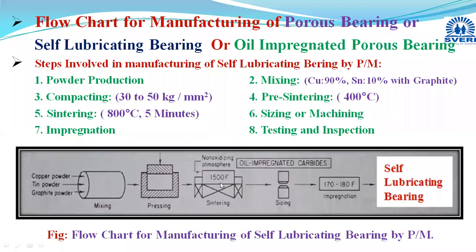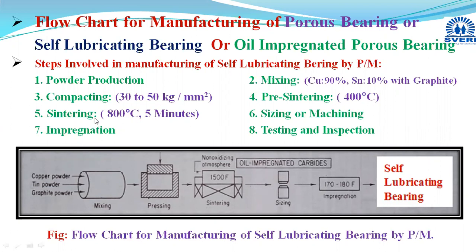Okay, this symbol here, you can mention the temperature in degree Celsius. I have written here in degree Celsius. In the sintering stage, what is done here, that component after the pre-sintering stage is taken and it is heated at 800 degrees Celsius temperature for 5 minutes. Sintering time is very short, only 5 minutes. We are heating it at 800 degrees Celsius.